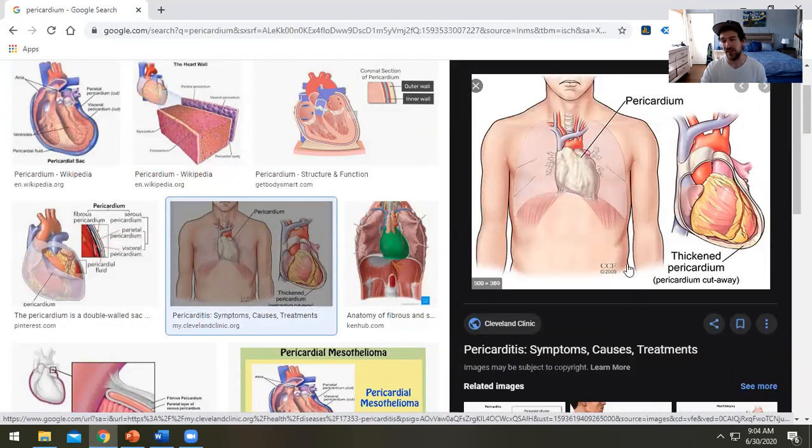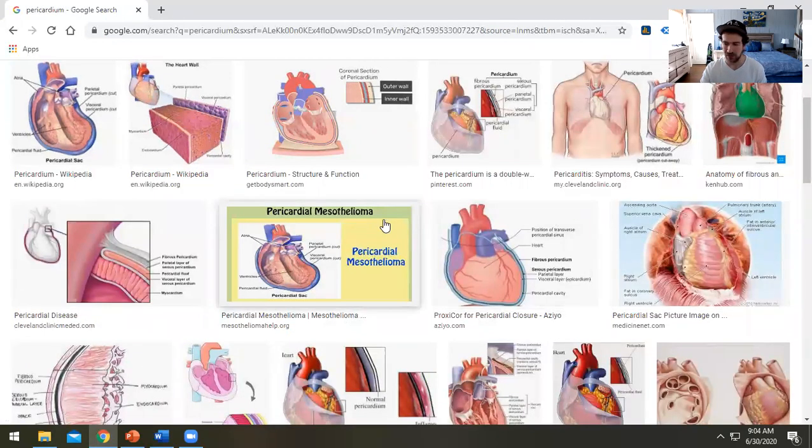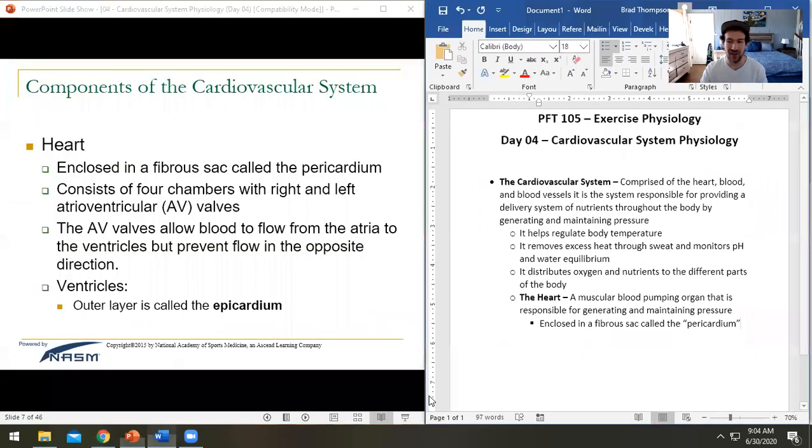So this is actually a picture of somebody with a bad pericardium that has inflamed. I believe that's called pericarditis. Yeah, whatever. We're outside of my depth on that one. That's a medical issue. So that's your pericardium, right?